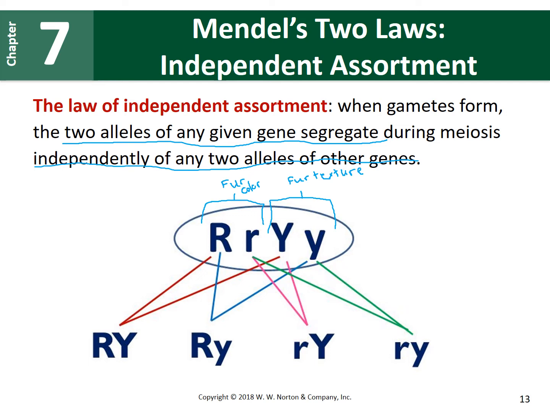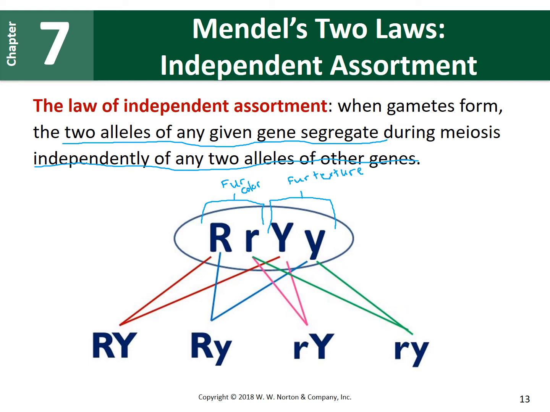So this means we can end up with all possible combinations in the gametes. We can have a big R pulled with a big Y. We can have a big R pulled in with a little y. We can have little r, big Y. And the fourth possibility, little r, little y.